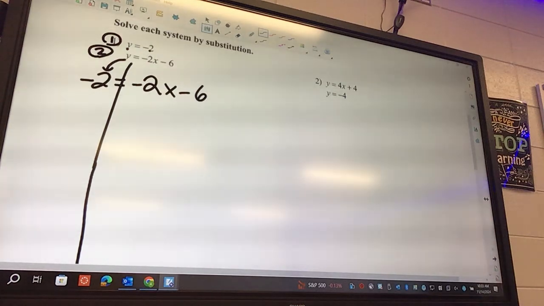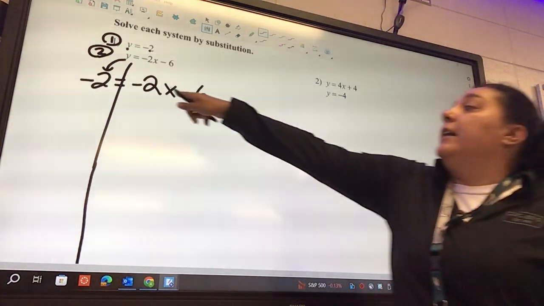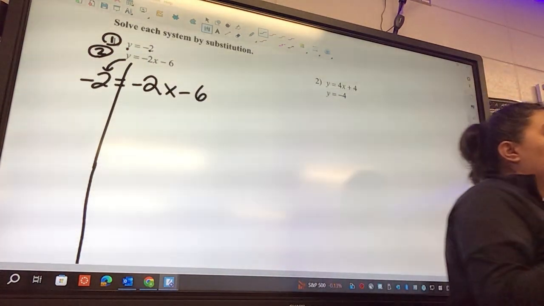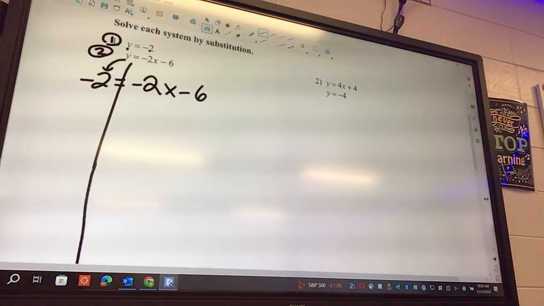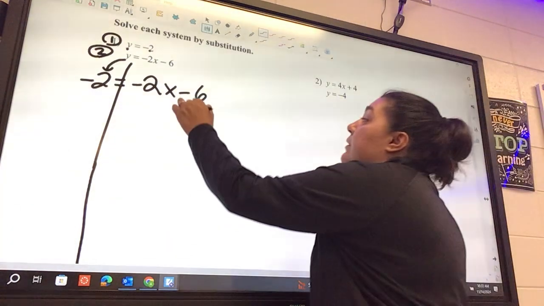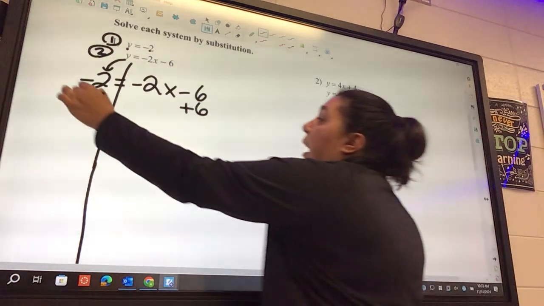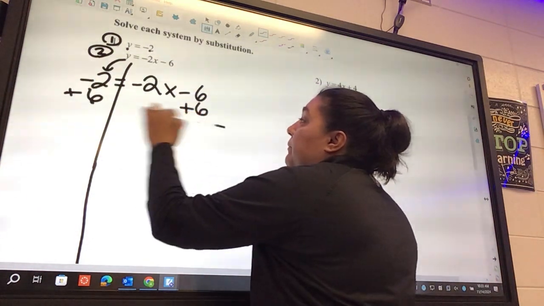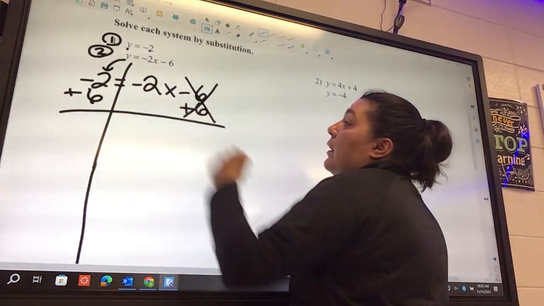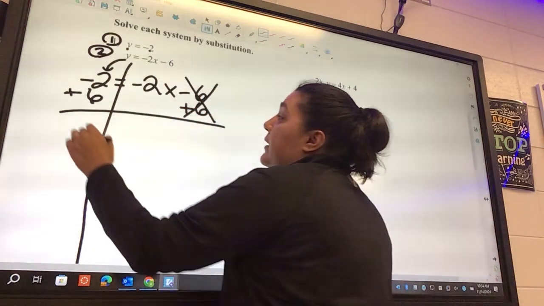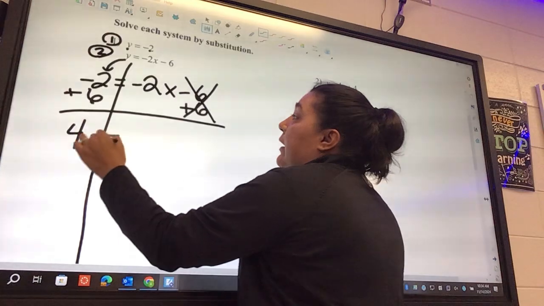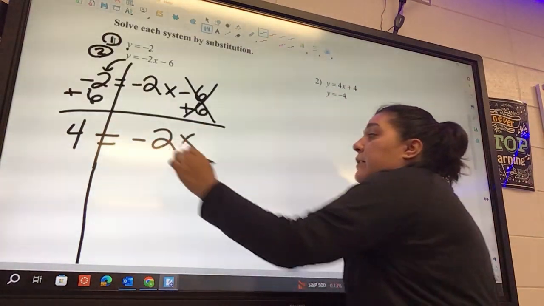And so we look at this, well, who's the kid? The negative 2 or the 6? The 6. The 6 is the kid, so I need to move that 6, okay? And how do I move a minus 6? Minus 6. We're going to add 6. Okay, well, if I do it to one side, I got to do it to the other side. Okay, so negative 2 plus 6 is going to be 4 equals negative 2x.